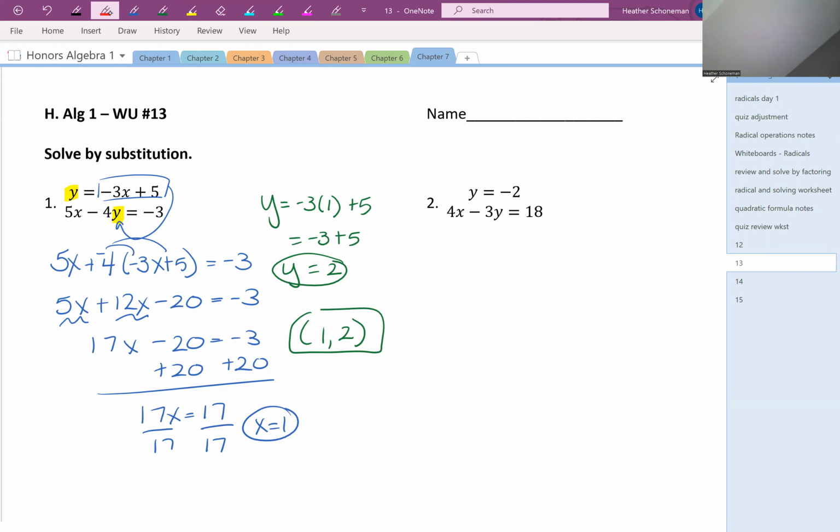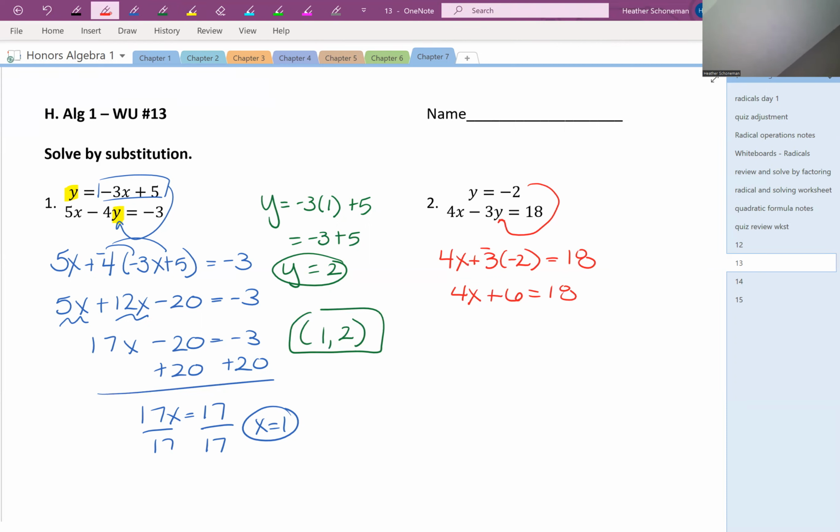Okay, number 2. Not only is it best suited for substitution, you shouldn't do anything else with it. It's also nice because it already told you one of the answers. We know y is negative 2. We simply just need to figure out what x is. So we're going to take negative 2 and plug it in. So I'm going to have 4x minus 3 times negative 2 equals 18. So that gives me 4x plus 6 equals 18.